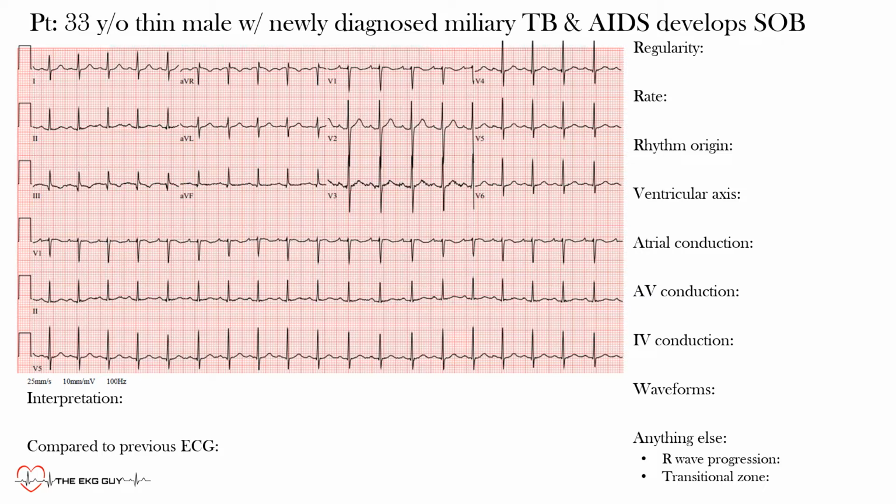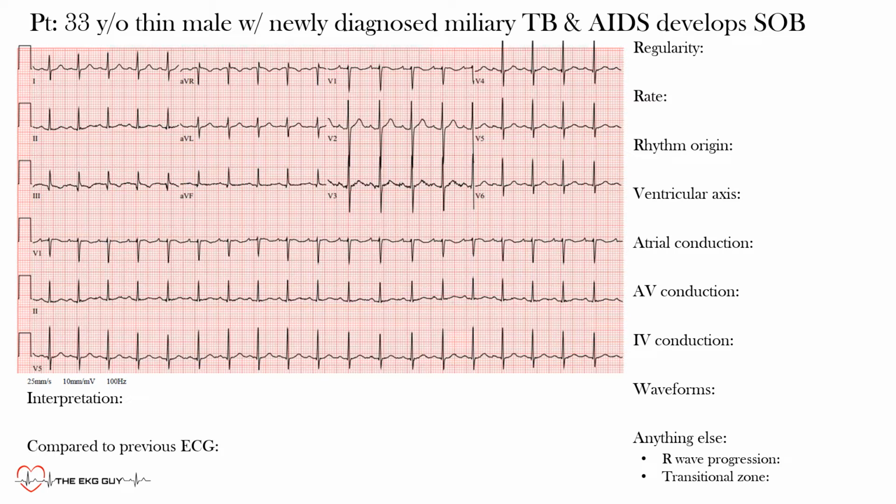Now, before we get started, let's review the approach we've been using to interpret EKGs. Notice that we have the patient's clinical presentation and then the EKG below. On the right side of the screen, we have a list that we'll go through before making our final interpretation. First, there is the regularity of the rhythm. That is, are we dealing with a regular or irregular rhythm? And if it's irregular, is it regularly irregular or irregularly irregular?